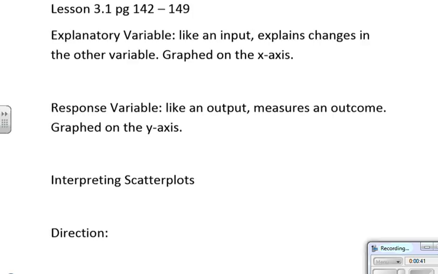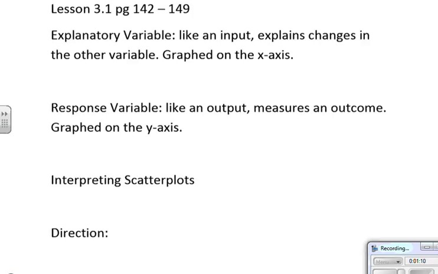Response variables are like the output. Okay, they measure some outcome. It's what the equation spits out. And it's always graphed on the y-axis. In some situations, there will be a clear explanatory response relationship. The more homework you do, the better your test grades. Okay? The explanatory variable, the input, is the homework. The output is the test grades.